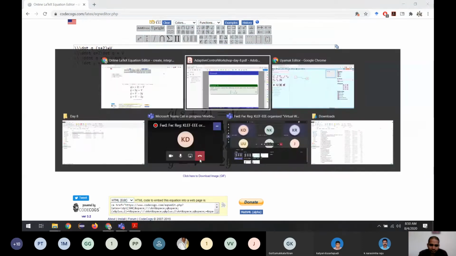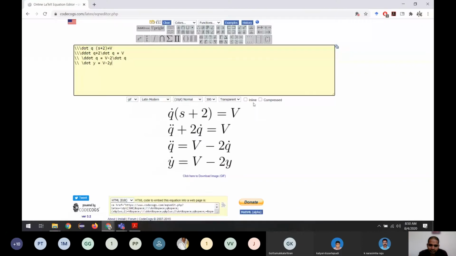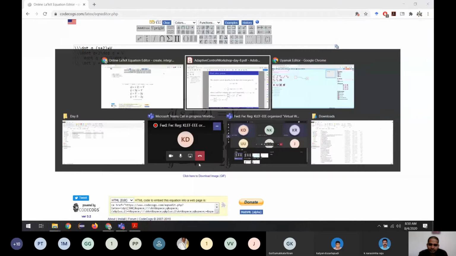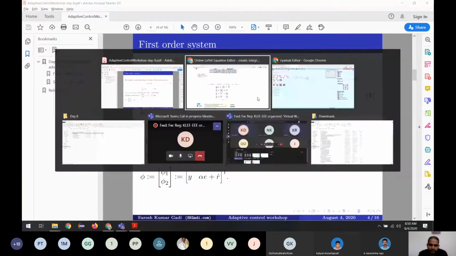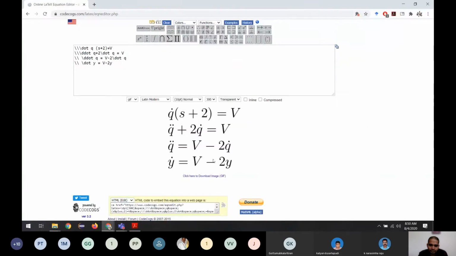So if we have this format and compare it with the previous structure, we have A and B values. We have 2 and 1. A is the coefficient of y, which is 2. And the coefficient of B is 1.